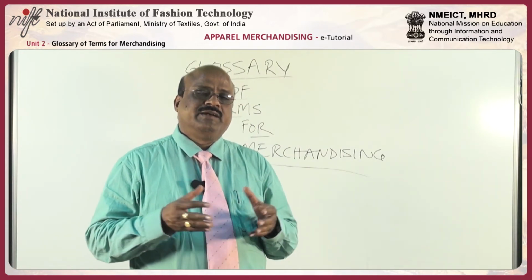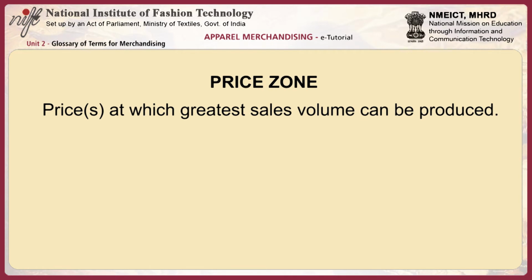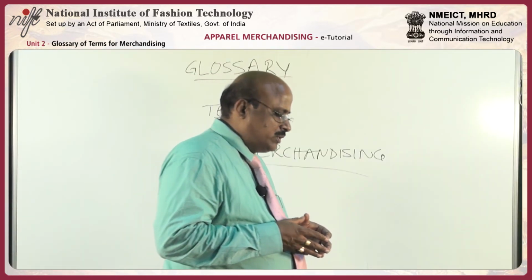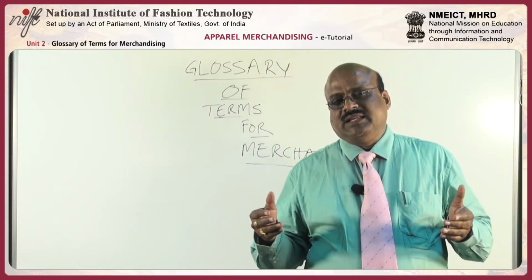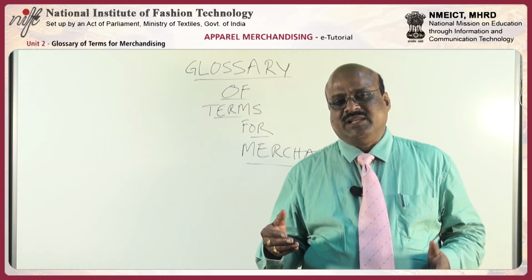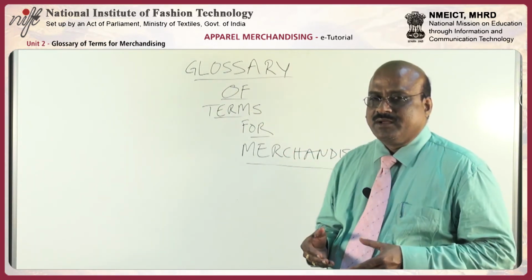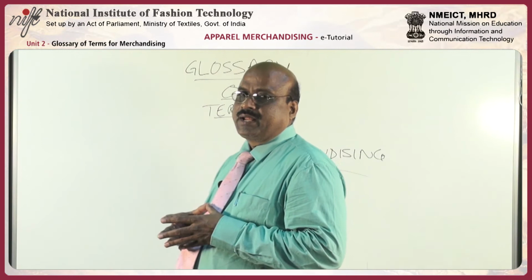Another related term is price zone. Prices at which greatest sales volume can be produced. So price zone is like an optimum price level for the store customers. It is where maximum sales can be realized from the customers. So that is what is called price zone.